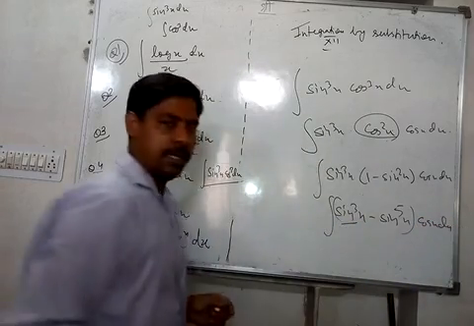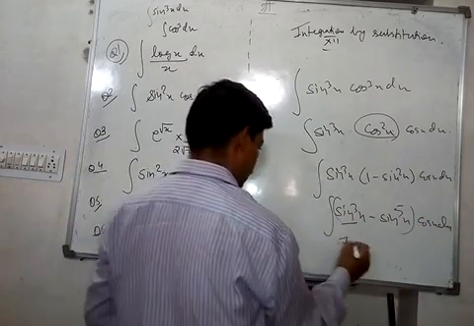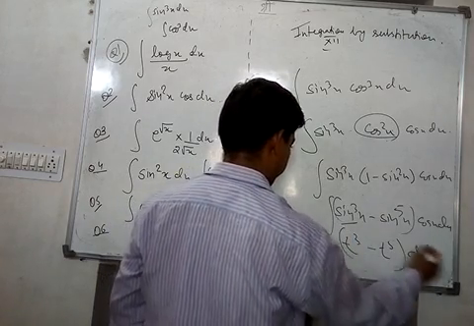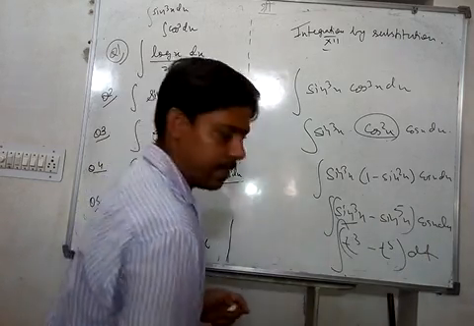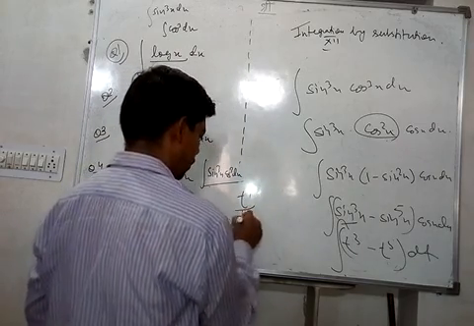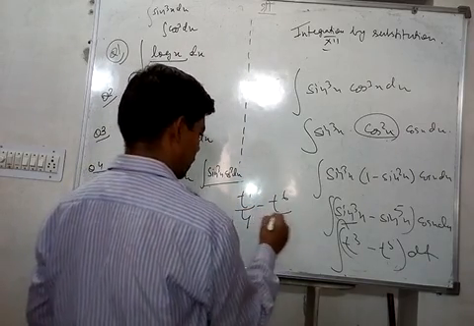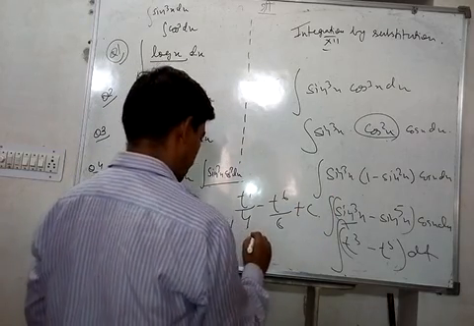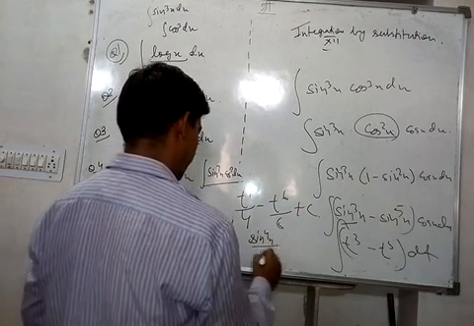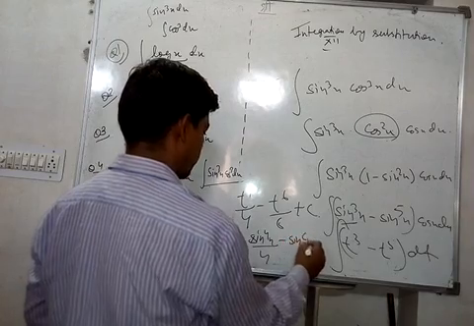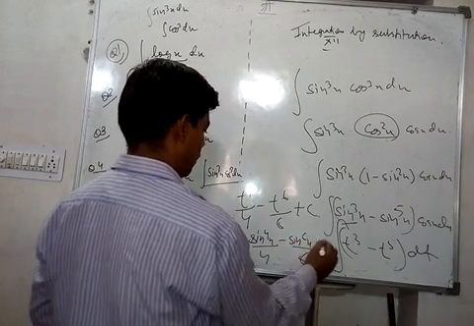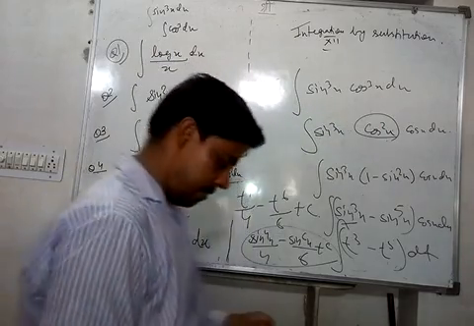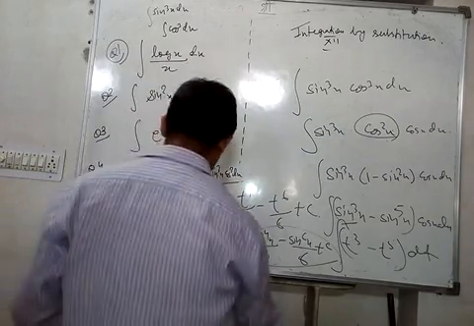Now you can take sin x as t. This is t cube minus t to the power 5 dt, right? And now we can integrate: t to the power 4 upon 4 minus t to the power 6 upon 6 plus c. Now put the value of t, that is sin 4x upon 4 minus sin 6x upon 6 plus c. This is the answer for sin cube x cos cube x. Okay.